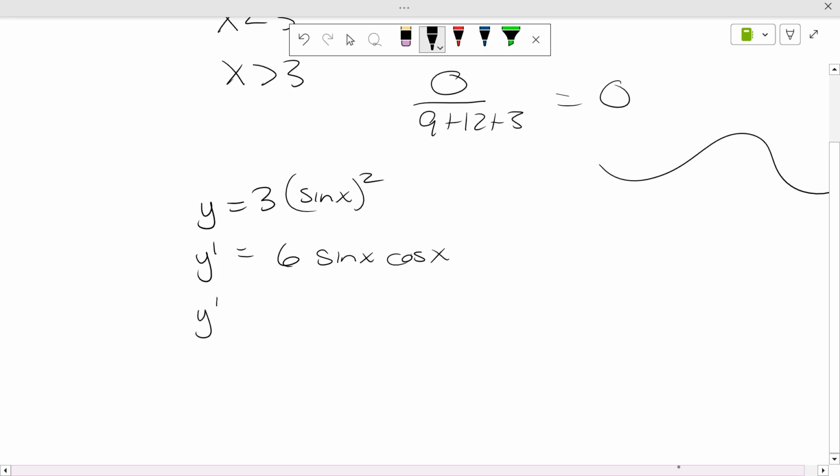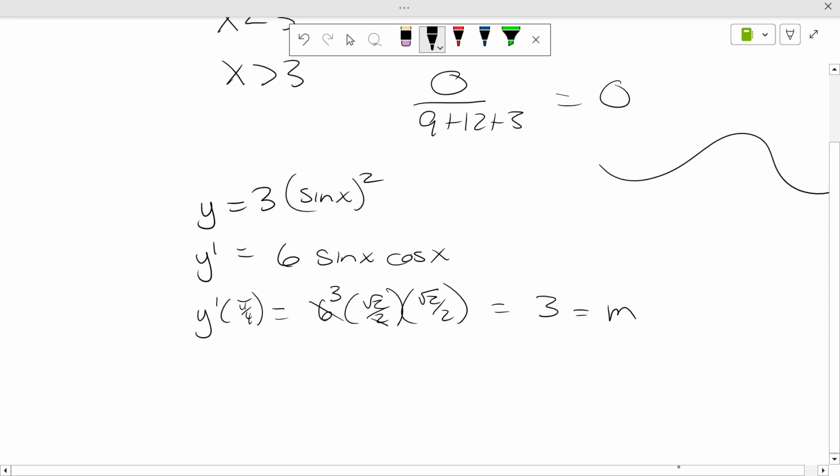So y prime of pi over 4 equals 6 times the sine of pi over 4, which is square root of 2 over 2. The cosine of pi over 4 is square root of 2 over 2. Okay, so you get 6 and 2 cancels to be 3. Square root of 2 times square root of 2 is 2. 2 over 2 cancels, so this is just 3. Okay, so that's your slope.